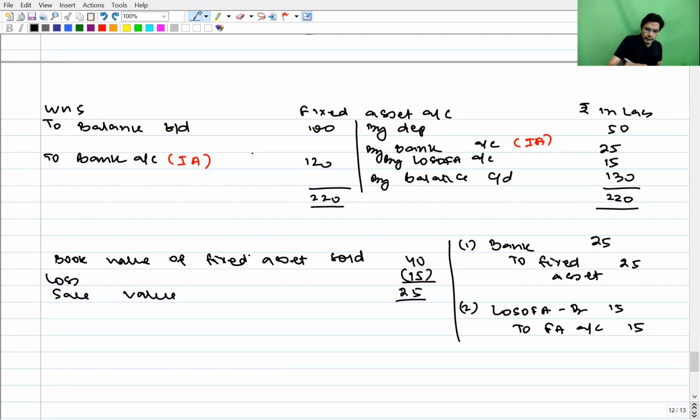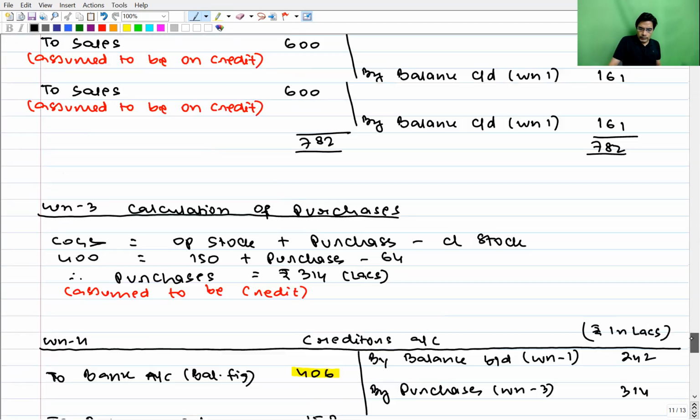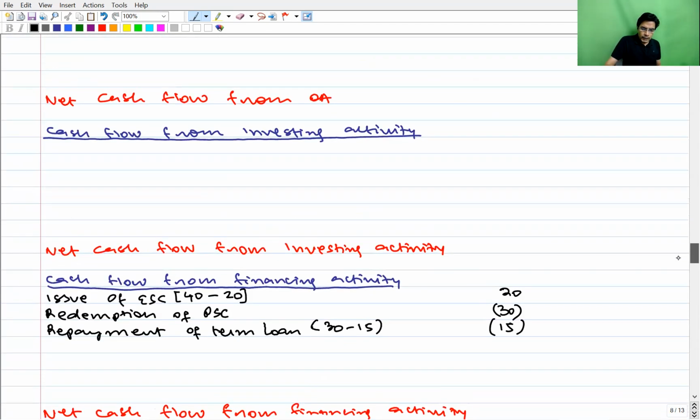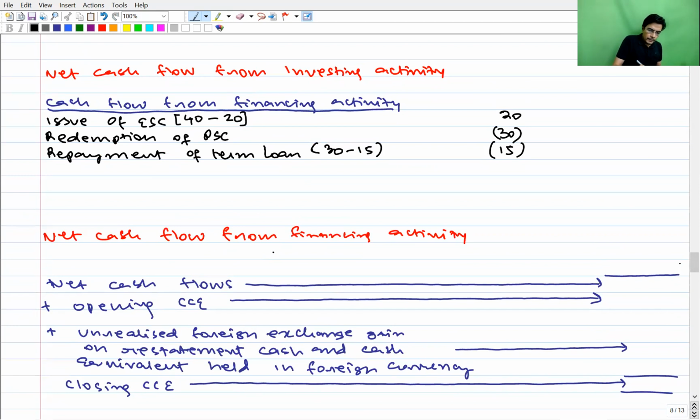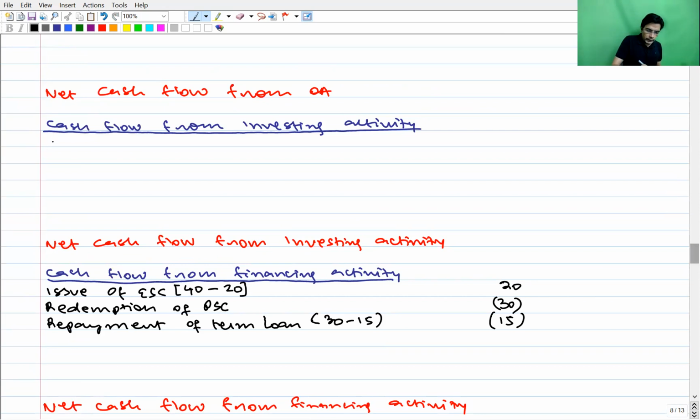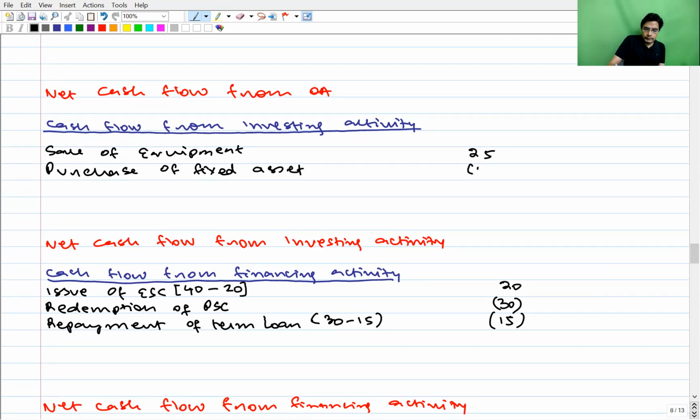All right, all of you, let's start the posting under investing activity. We will first write sale of fixed asset. How much we got? Sale of equipment 25. And purchase of fixed asset negative 120.